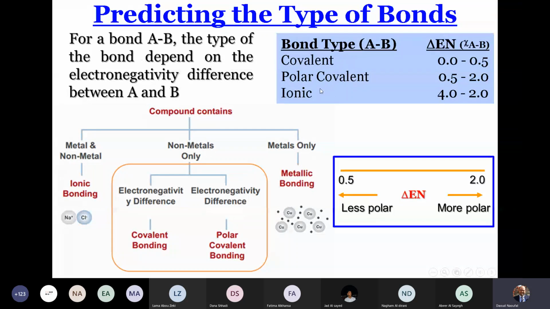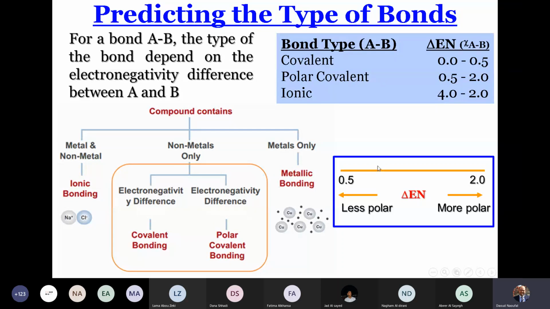And to note, in the case of the polar covalent bond, the difference is between 0.5 and 2. When the difference of the electronegativity is low, tending to 0.5, the bond is less ionic, or the bond is more covalent. And if the difference tends to the value 2, the bond is more polar.